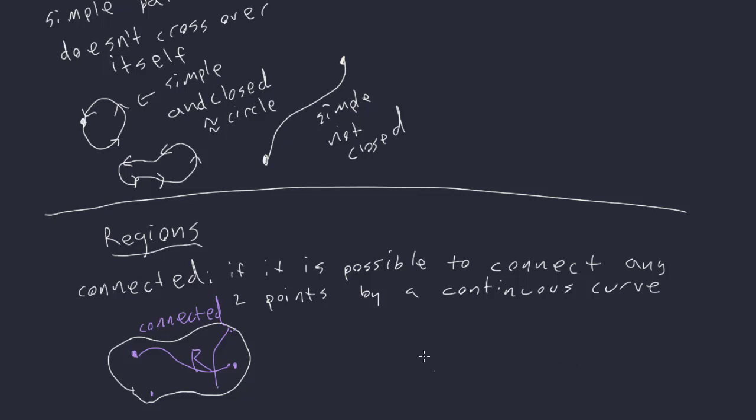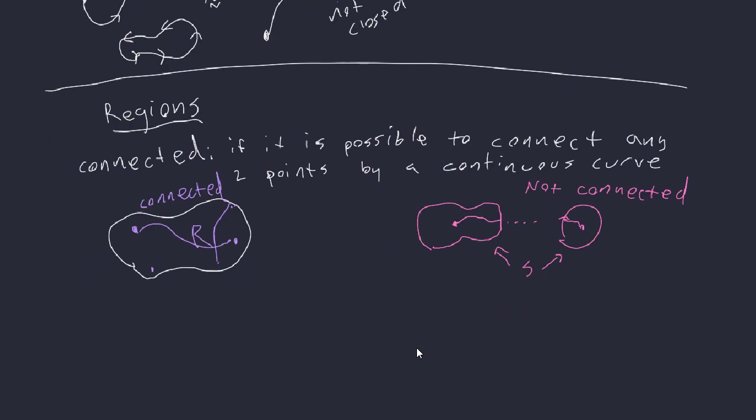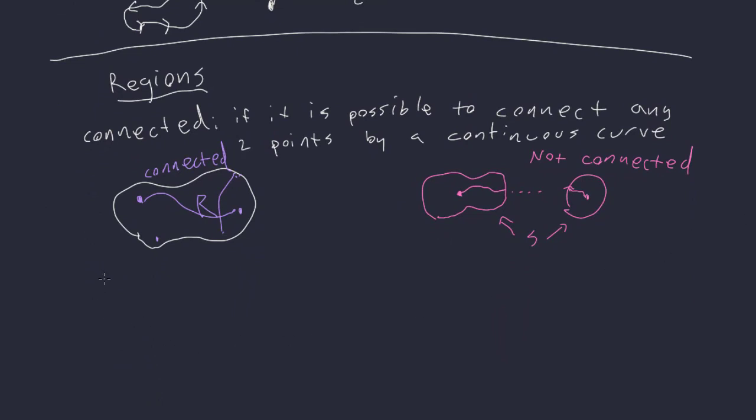A region that wouldn't be connected would be something like this. Suppose S is this little bit here and then maybe a bit over here. So these together would be S. And this is not connected because if I have a point in this region and a point in this region, there's no way I can get over to it completely in S. So that's what we mean by can we connect any 2 points without leaving the region.